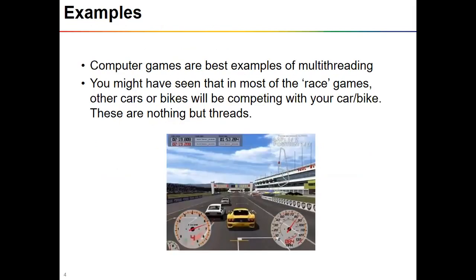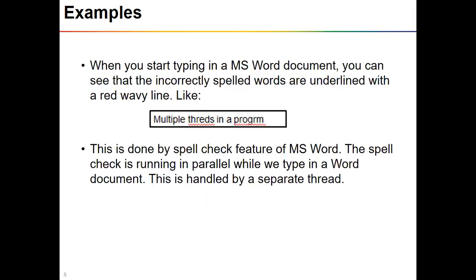These are some of the examples of multithreading. Computer games are the best examples of multithreading. You might have seen that in most race games, other cars or bikes will be competing with your car or bike. These are nothing but threads. Another example is an MS Word document. When you start typing in an MS Word document, you can see that incorrectly spelled words are underlined with a red wavy line. This is done by the spell check feature of MS Word. The spell check runs in parallel while we type in a Word document. This is handled by a separate thread.